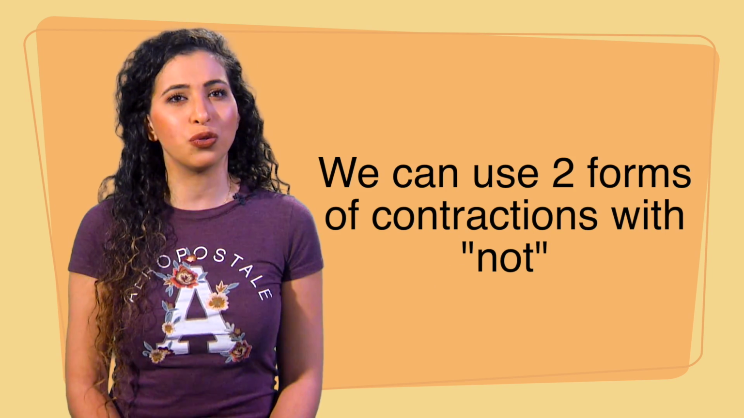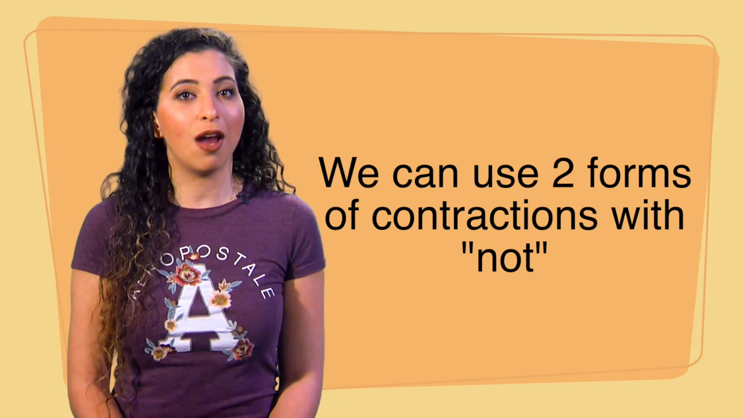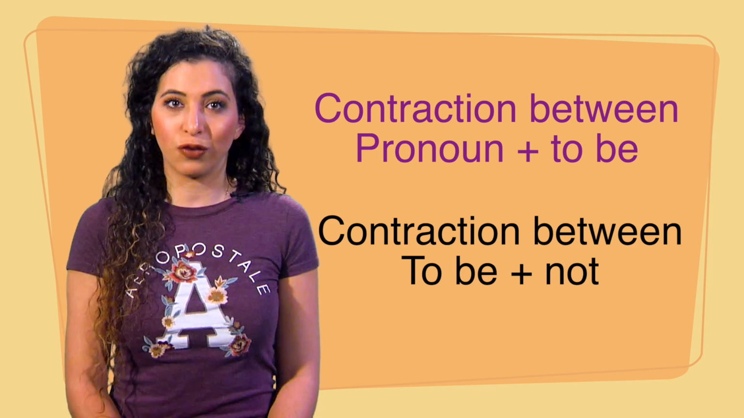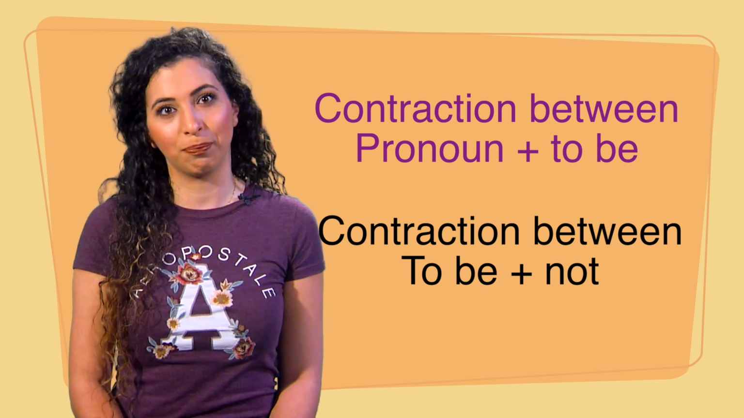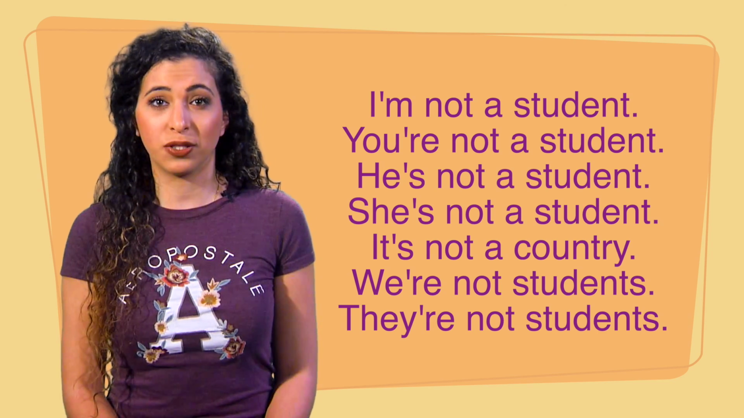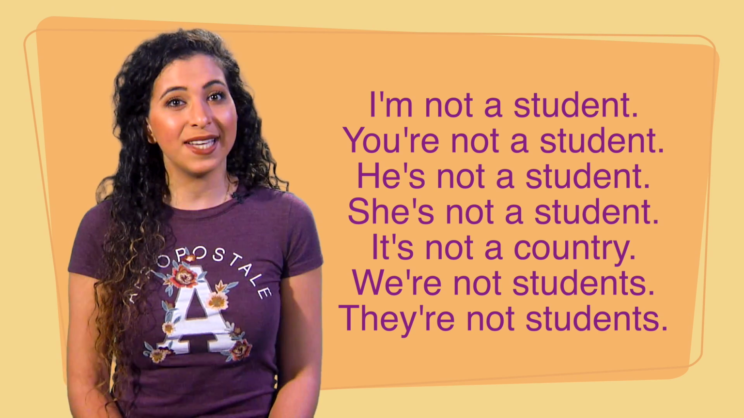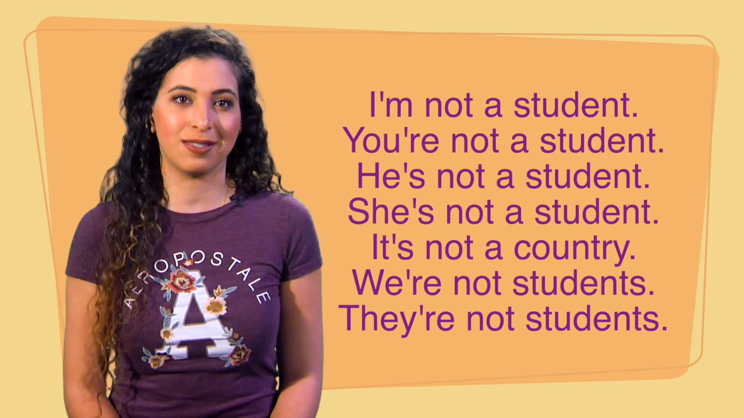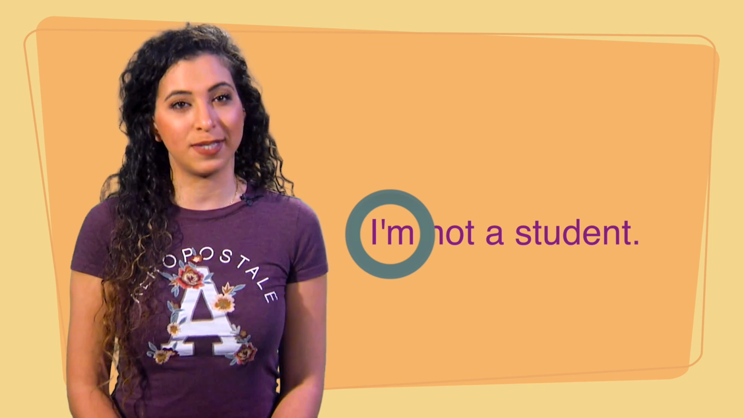We cannot use two forms of contraction when we use not. We can use contractions between the pronoun plus the verb to be, or we can use contractions with the verb to be plus not. For example, I'm not a student. You're not a student. He's not a student. She's not a student. It's not a country. We're not students and they're not students. In this case, the contraction was between the pronoun and the verb to be.